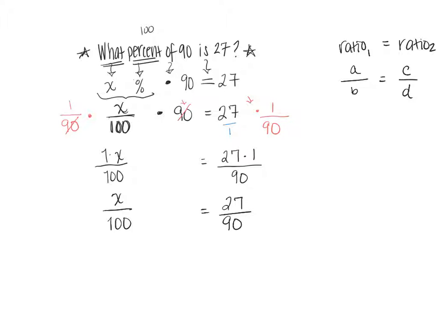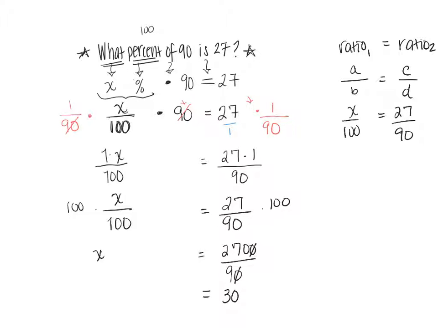And now I have x over 100 equals 27 over 90. Well, in order to solve this using ratios, now some of you are looking at me and going, Miss Sack, I could just simply multiply both sides by 100. And yes, that would technically be correct. That's going to give you x equals 2700 over 90. My zeros cross out, and I get 270 divided by 9, which equals 30.